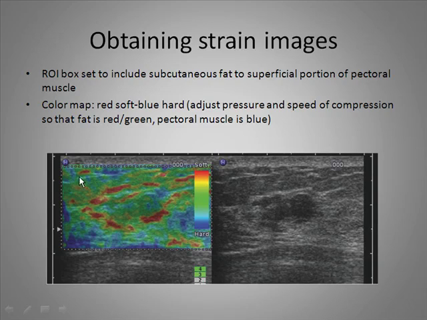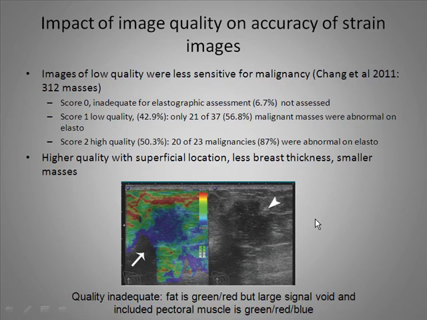So this would be considered a very high quality image, and in this morphologically indeterminate mass, which is very soft on the elastogram, it's a good probability of a benign etiology, which in this case was a fibroadenoma. However, image quality has to be good or the accuracy of assessment of strain images will suffer.